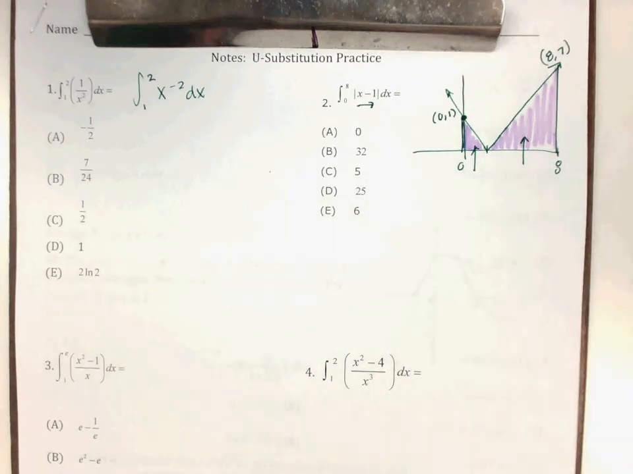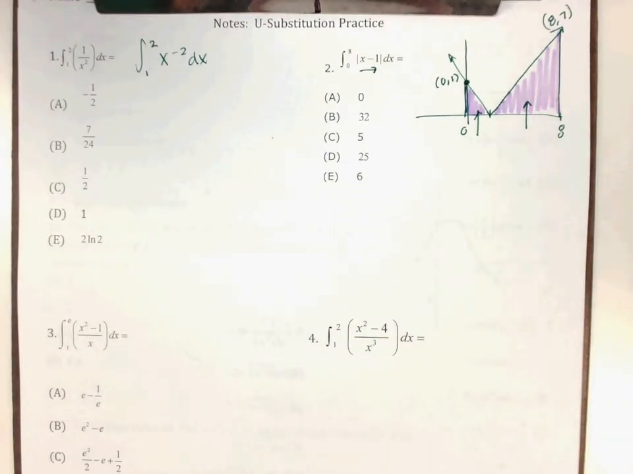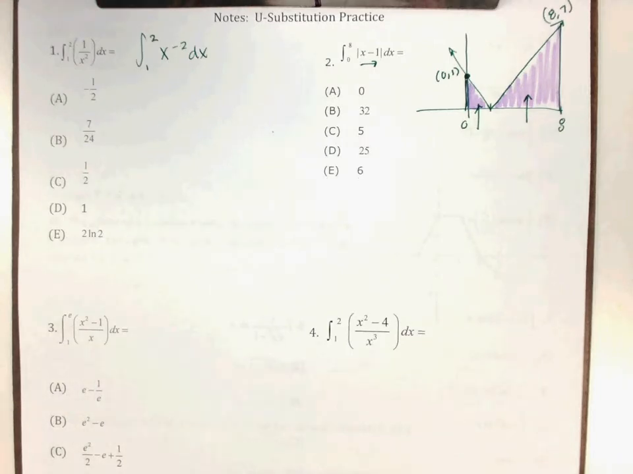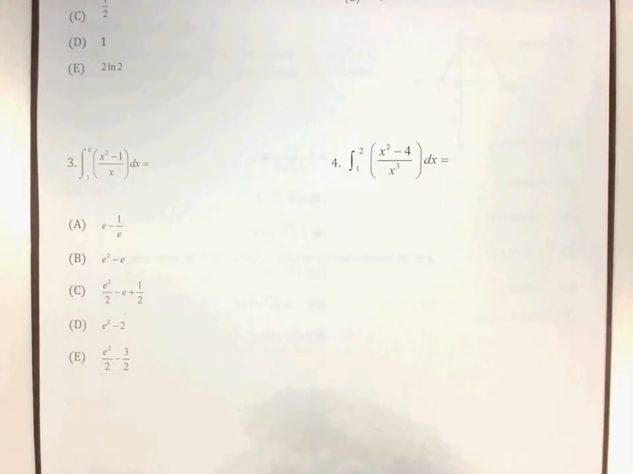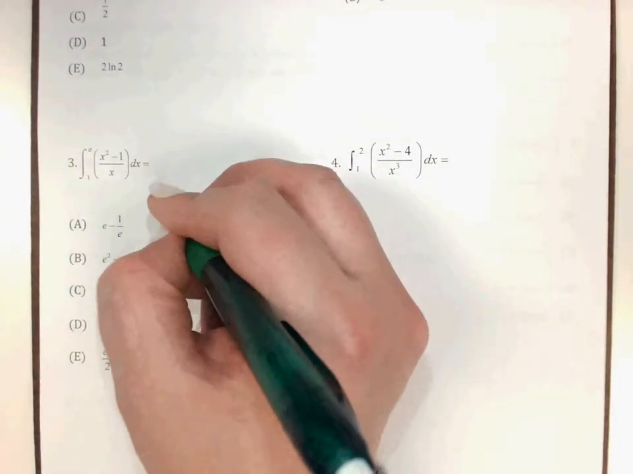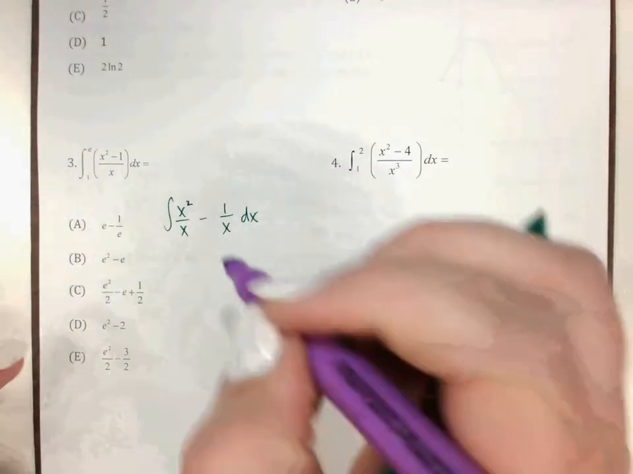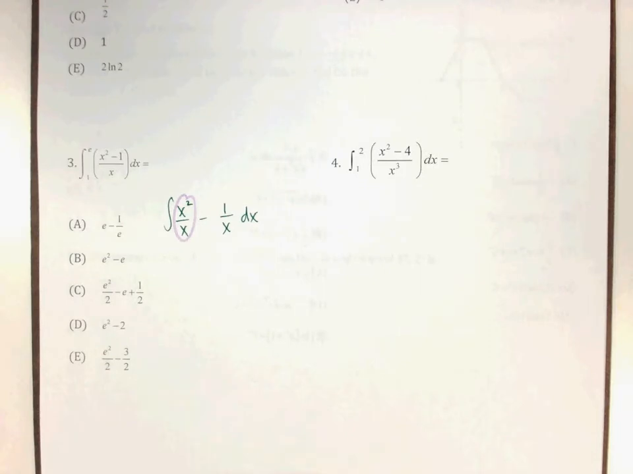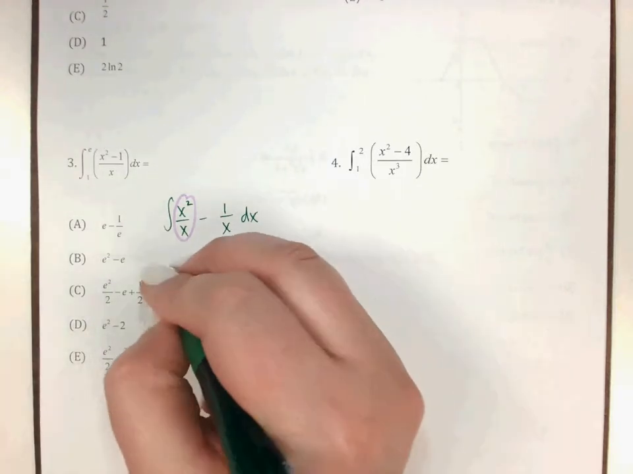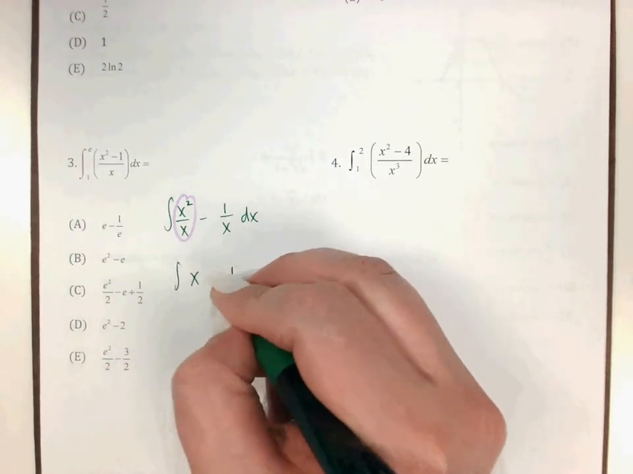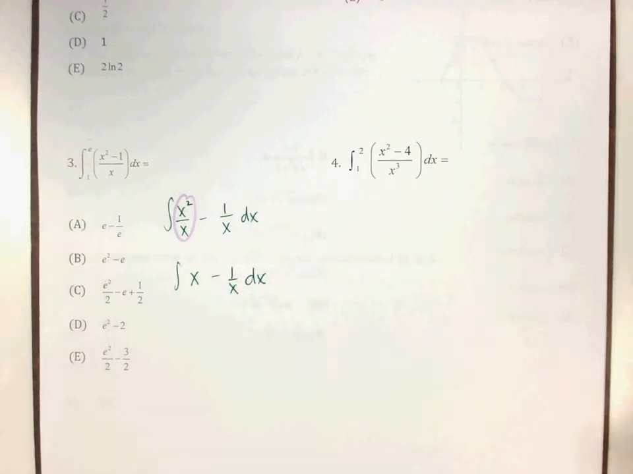Okay, take a look at number 3. And actually number 4, you're doing the same strategy. If it's just one thing on the bottom, what do you do? Subtract the x off the bottom. Very good. Or kind of like split it up. Okay, so if I'm here, I would do x squared over x minus 1 over x. And then I would be like, oh wait, x squared over x, what's that really the same as? X. So x minus 1 over x dx. And then you're going from 1 until e.